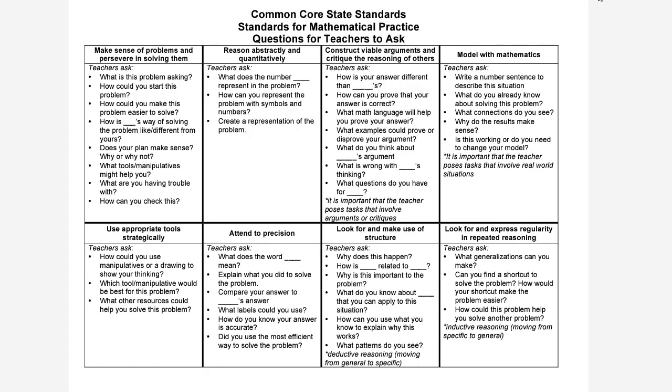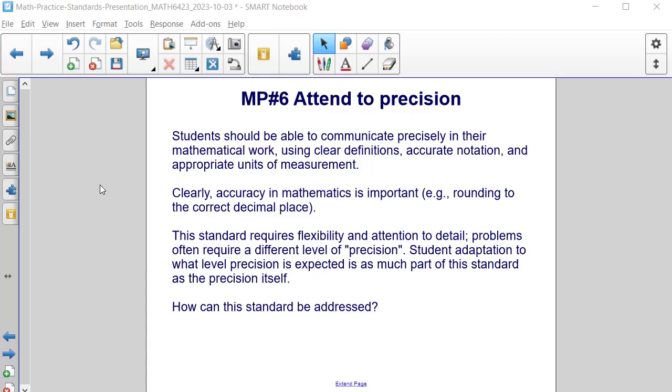How could you use manipulatives or drawing to show your thinking? That's a big one, especially in word problems. If you can draw a picture to represent what's going on, it helps them out so much more, especially when dealing with concepts that are geometrically based. Which tool or manipulative would be best to solve this problem? What other resources could help you in solving this problem?